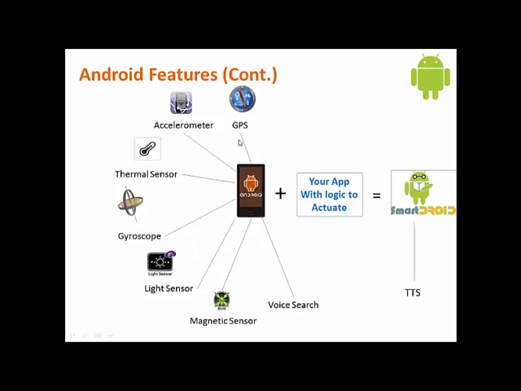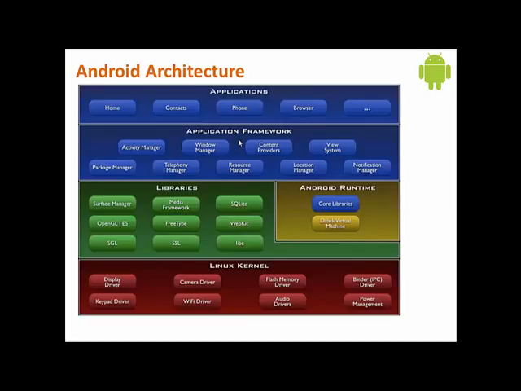A small Android mobile has all the following sensors: accelerometer, GPS (global positioning system), thermal sensor, gyroscope sensor, light sensor, magnetic sensor, and voice search. You can add all the sensors to your application logic to make a smart Android. You can also use TTS, text to speech, which Google Maps uses.